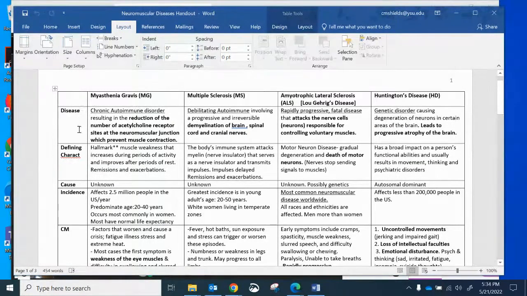A little bit about the diseases in general before I start with myasthenia. MG is a chronic autoimmune disorder. Multiple sclerosis, debilitating autoimmune. ALS, a little different, a rapidly progressing fatal disease, not autoimmune. Huntington's disease, a genetic disorder, which is something that's passed on. So those are some things to think about in regard to the differences between them.